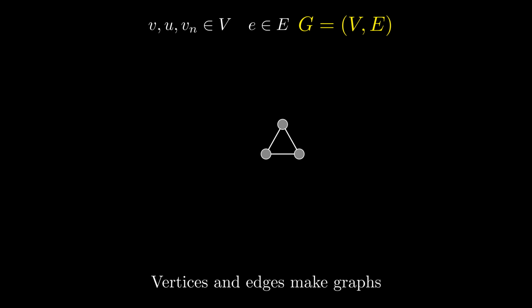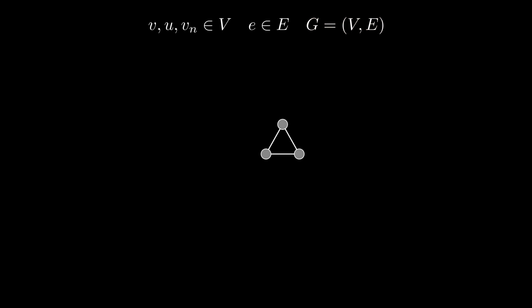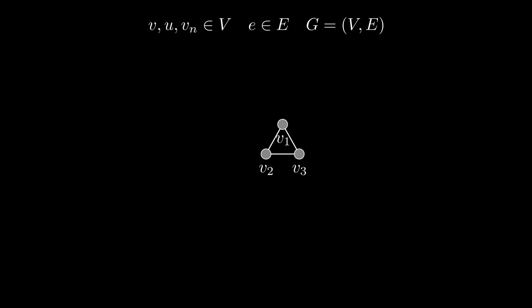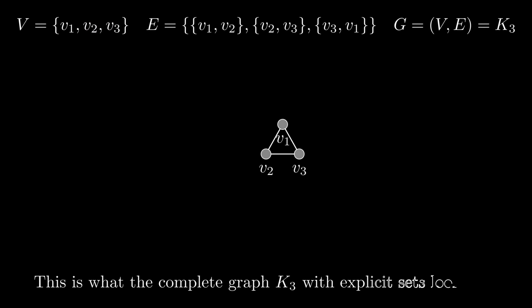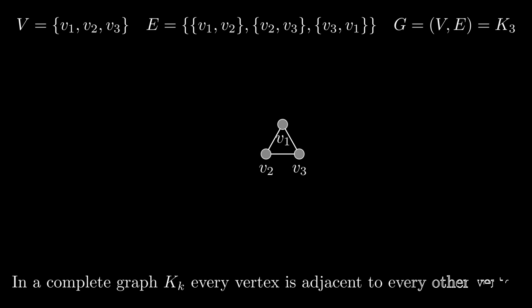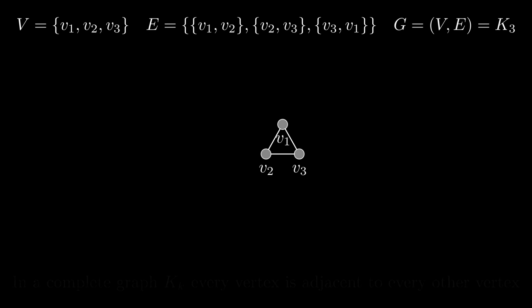Vertices and edges make graphs. Enumerating vertices as Vn is also common. This is what the complete graph K3 with explicit sets looks like. Take note of this one, it's going to appear a lot and will be very important. In a complete graph Kn, every vertex is adjacent to every other vertex. K3 is the largest complete graph we can embed in the plane, so K4 or higher won't make an appearance here.